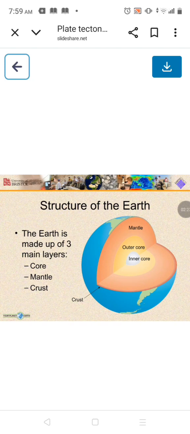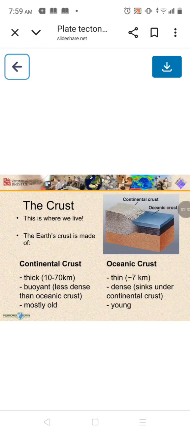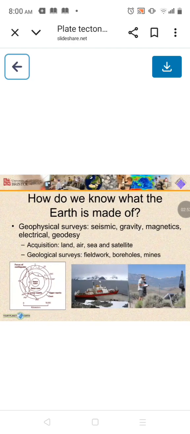So the earth is made up of three main layers: core, mantle and crust. The outer surface is crust. Then the crust where we live has continental crust and oceanic crust. If we move toward the inner side of the crust, there is continental crust and oceanic crust. Where we live, that area is crust, then continental and oceanic crust.